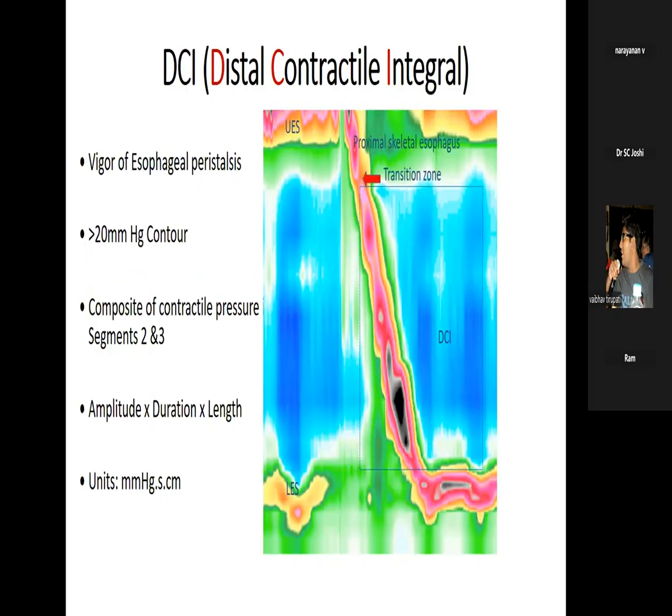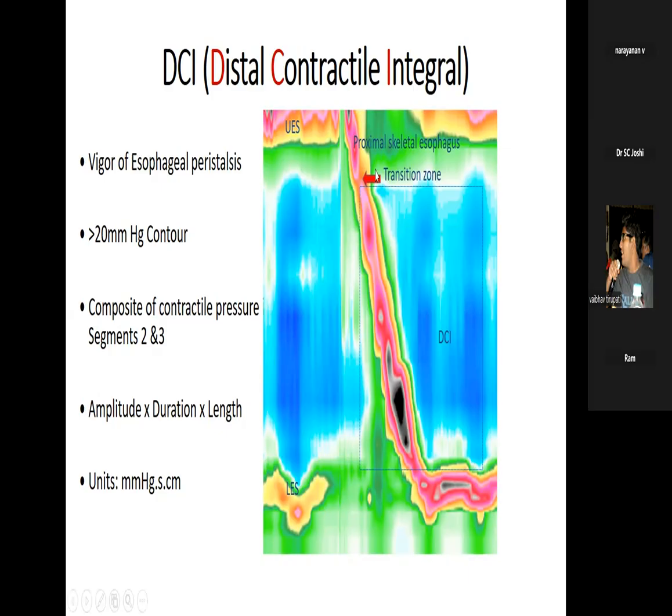And thirdly, the distal contractile integral. It tells you the vigor of the esophageal peristalsis. It is usually a measurement of the greater than 20 millimeter mercury contour. That is this white line. That contour is measured. It is a composite of the contractile pressure in the smooth muscle component of the esophageal contraction. That is segment 2 and 3. It is a measurement of amplitude multiplied by duration by length, and therefore its units are millimeter mercury per second per centimeter.